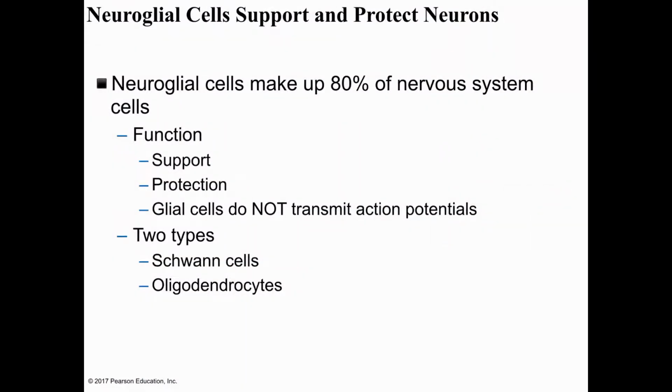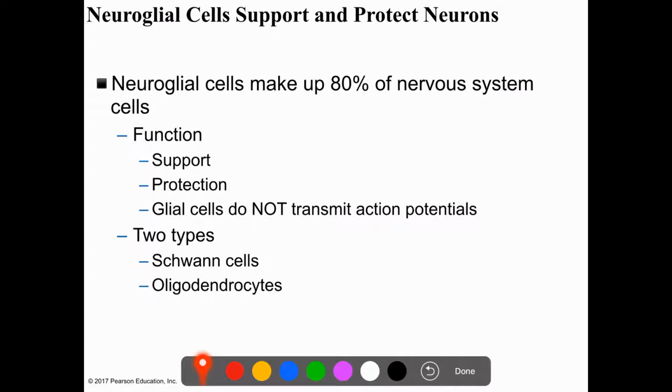Let's see now the neuroglial cells or the glial cells. If you remember, these are the supporting cells. They also protect the neurons, but they do not conduct any action potential. They don't transmit any electrical signal. They only protect and support the neurons. And in general, we have two types of cells: Schwann cells and oligodendrocytes.